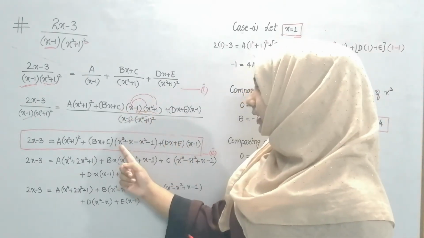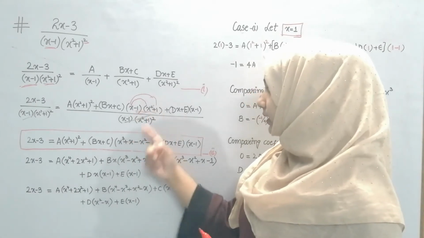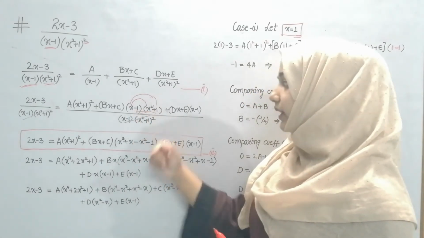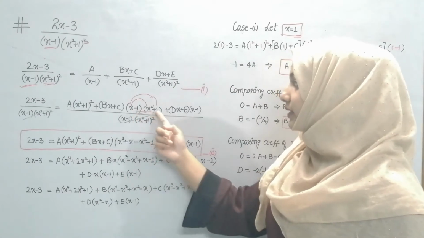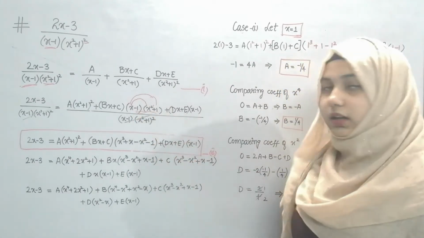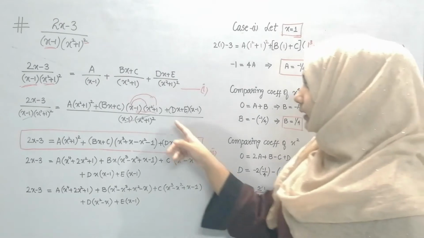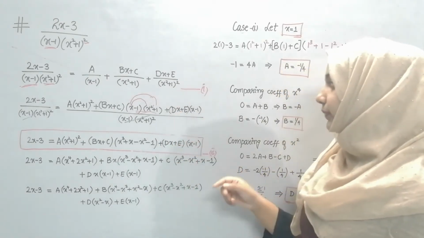x into x square is x cube. Now x into 1 is x. Now minus 1 into x square is minus x square. Now minus into plus is minus. 1 into 1 is 1. Done. Next. Plus (dx plus e) into (x minus 1).